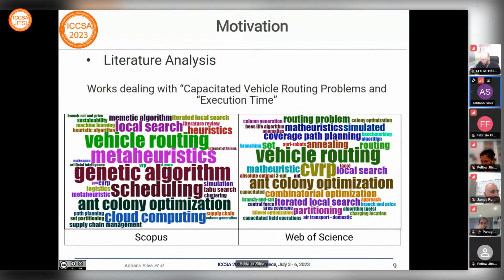Now, analyzing the literature for the word clouds of most relevant keywords among the studies published dealing with capacitated vehicle routing problems, that is the specific variant of the VRP I will study and present to you here, and the execution time, for both the Scopus and Web of Science. And here we can already see some algorithm names such as genetic algorithm and ant colony optimization, and also some local search algorithms that were already explored in this particular field.